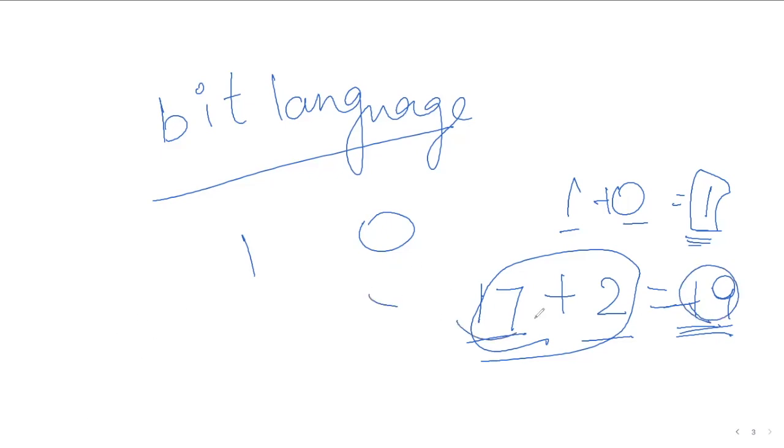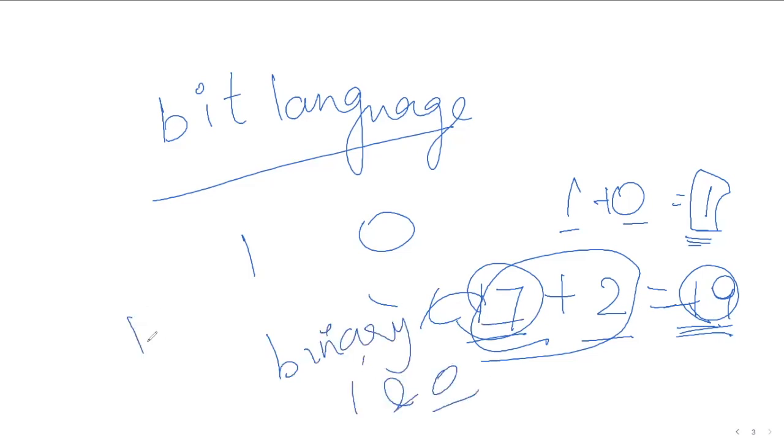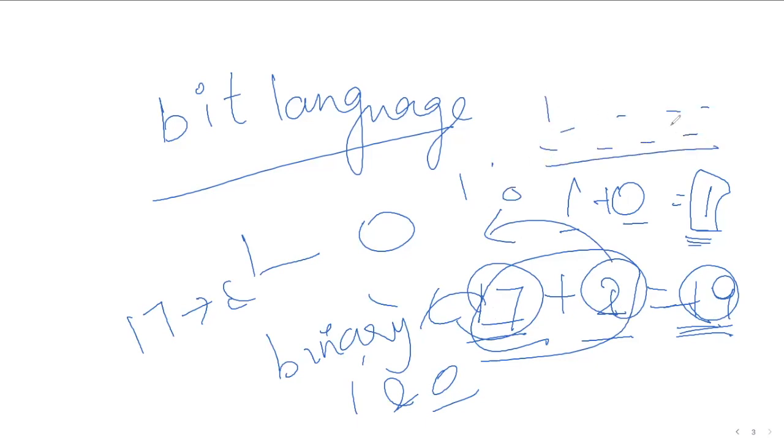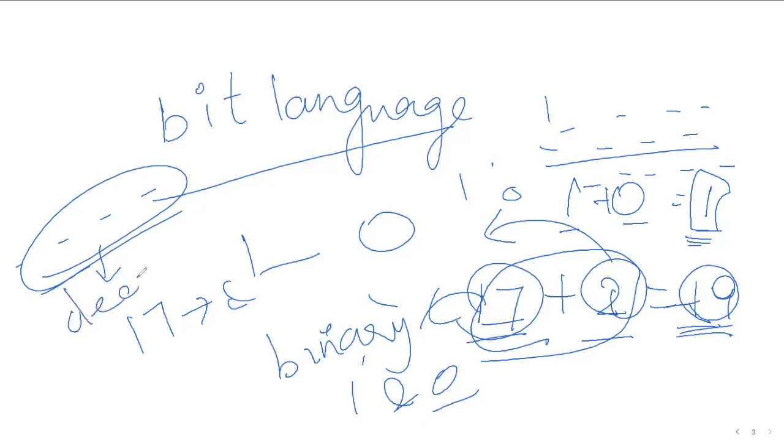It will first convert 17 into binary language, okay, which is nothing but ones and zeros. So it will convert 17 into ones and zeros. And then it will convert 2 into ones and zeros. It will add both those binary numbers, and it will have one result. That result it will convert again into decimal. That decimal value is nothing but 19.